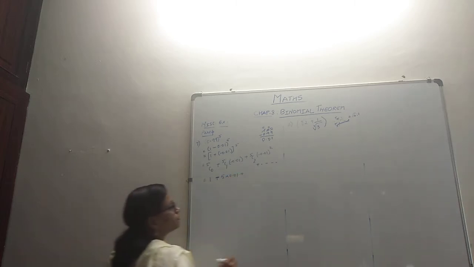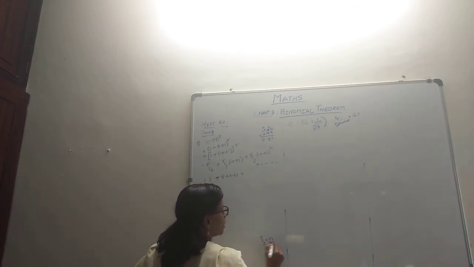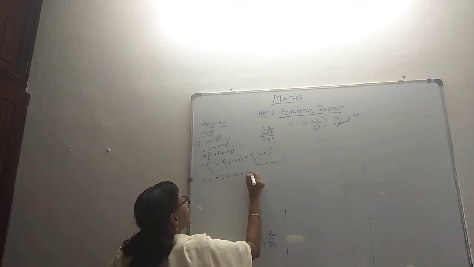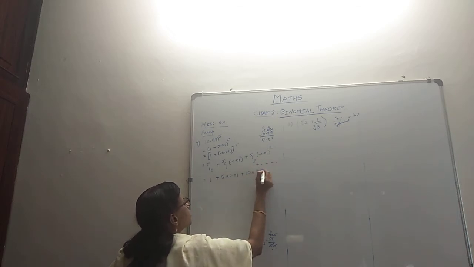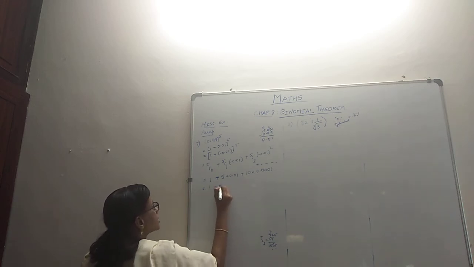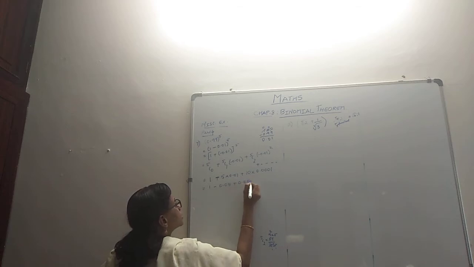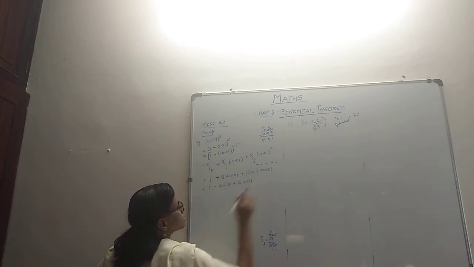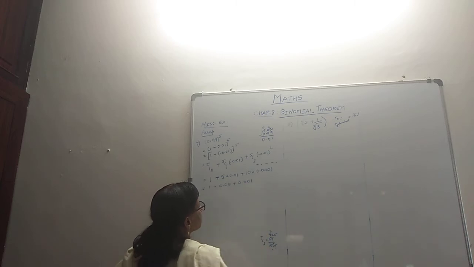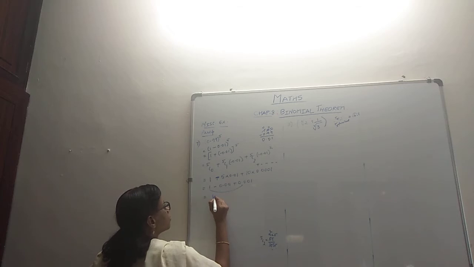5c2 we know it, but I don't remember. What was it? It was 5 factorial by 2 factorial into 3 factorial, that is 4 into 5 by 2, which is 10. And of course it's an even power, so 0.01 squared is 0.0001. So what happens here? 1 minus 0.05 plus 10 times 0.0001, which is 0.001. These are both positive, so let's add up.